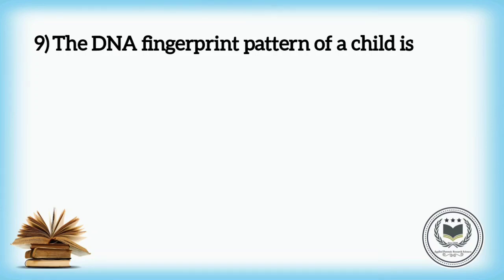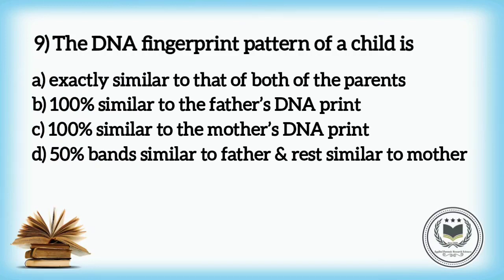Here's the ninth question. The DNA fingerprint pattern of a child is option A. Exactly similar to that of both of the parents, option B. 100% similar to the father's DNA print, option C. 100% similar to the mother's DNA print, D. 50% bands similar to father and the rest similar to the mother. And the correct answer is D. 50% bands similar to father and rest similar to mother.